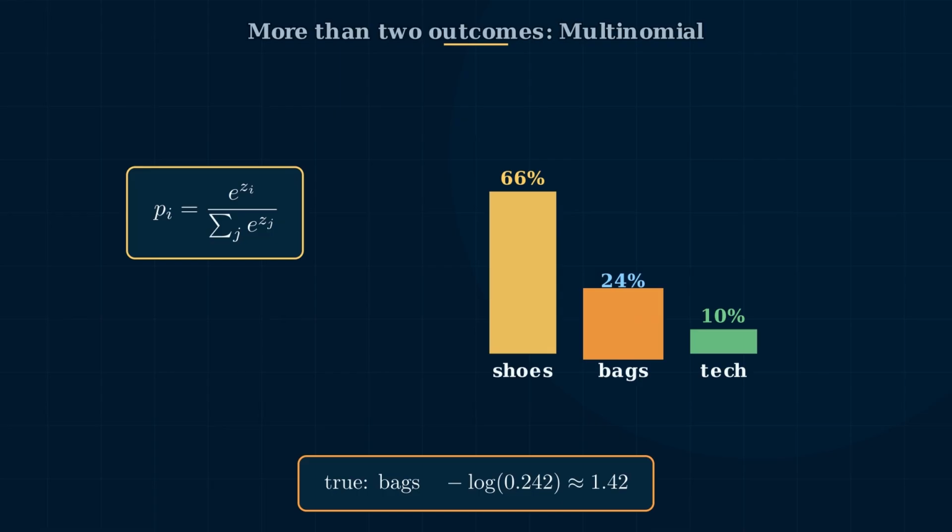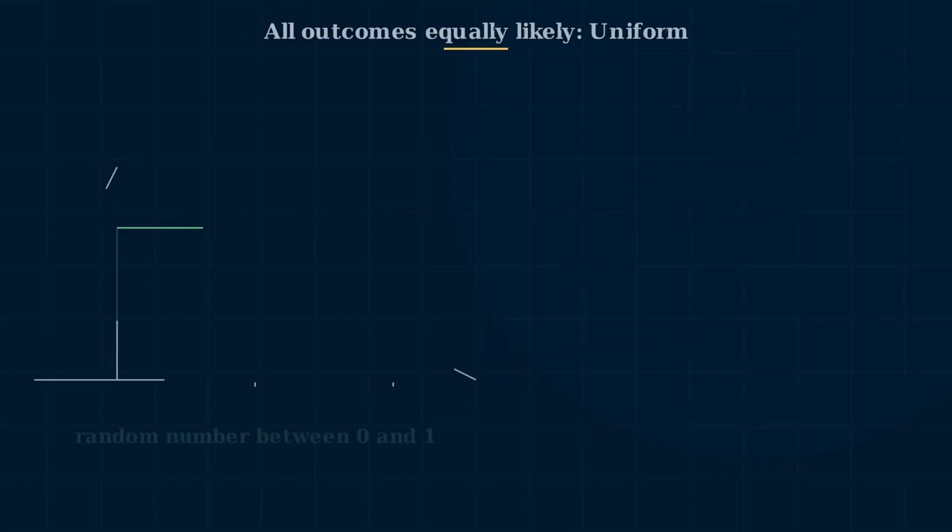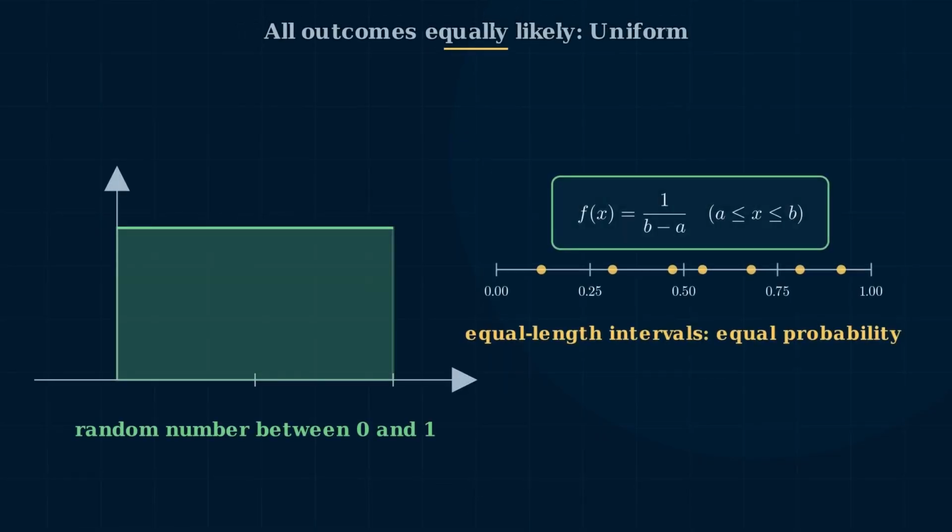Uniform uncertainty has a different shape. For X uniformly distributed between a and b, the density is constant, 1 divided by b minus a. On the interval 0 to 1, the density is 1, so the probability between 0.2 and 0.5 is simply the interval width, 0.3.